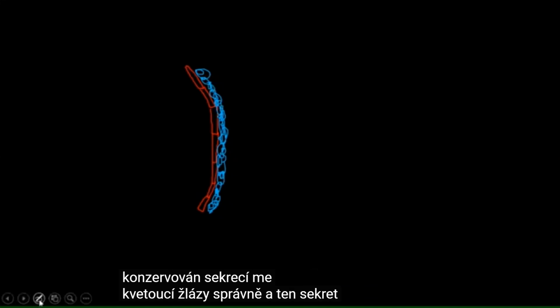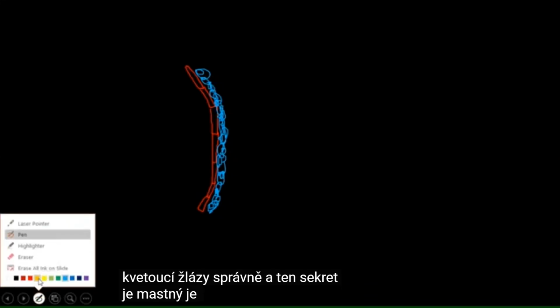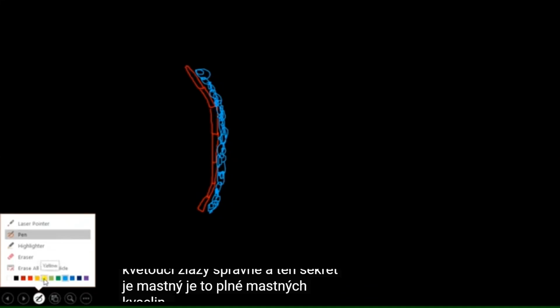And this aqueous layer, as I mentioned in previous videos, is preserved by the secretion of the meibomian gland. And that secretion is fatty. It's full of fatty acids. So let's give that a yellow color. As a result, this is lubricated. This layer cannot really evaporate so easily with the fatty, oily layer above it.